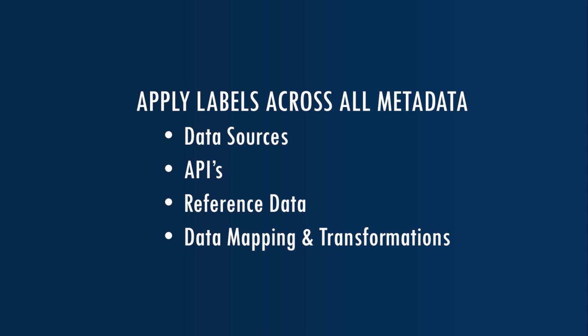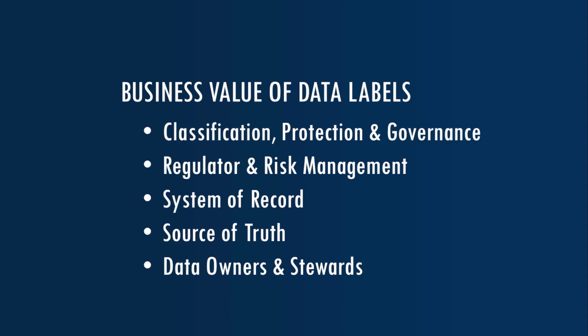Labels can be linked to schemas of data sources, APIs, reference data, and even at the data mapping and transformation levels. There's a lot of ways that data labels can be used to provide business value. For example, classification, protection, and governance of the data to identify processes associated with it, being able to mark the data as regulatory or risk managed to ensure people understand its importance, being able to identify it as the system of record or the source of truth, and even being able to identify data owners and data stewards. These are just a few of the ways that you can use data labels.